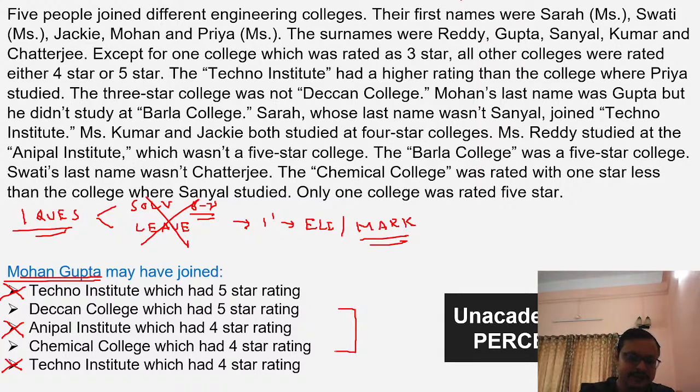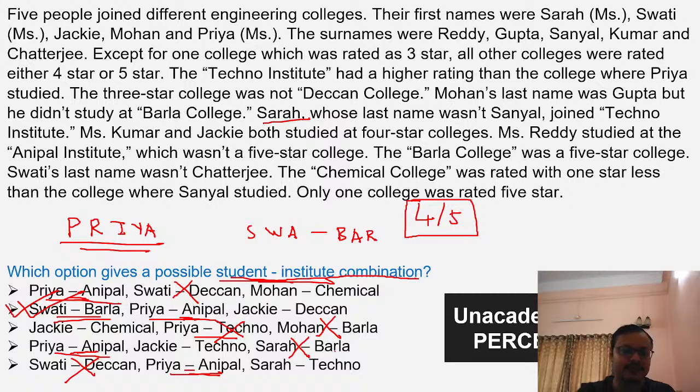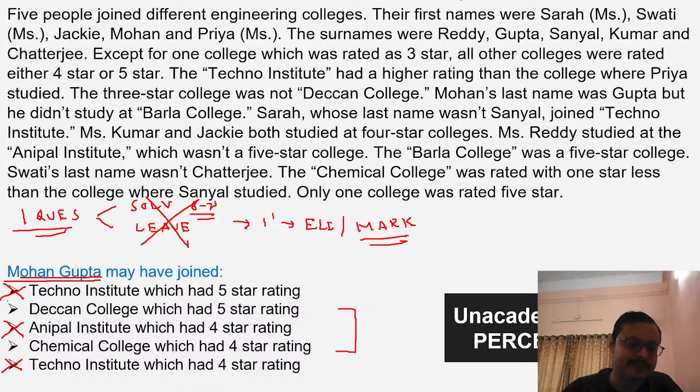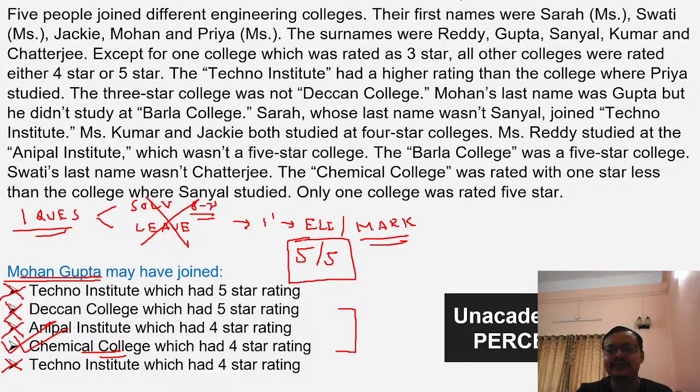Now, if you go back to question 1, the previous question which was on student institute combination, what is said? Swati Bala, Priya Nepal, Jackie Deccan. So Jackie is mapped to Deccan. So ideally you should be mapping Mohan Gupta to the remaining college, that is Chemical. So automatically what happens is you're giving yourself 5 out of 5 without solving even 15-20% of the set. You can still end up getting full 100% marks by simply utilizing the question options to your advantage.